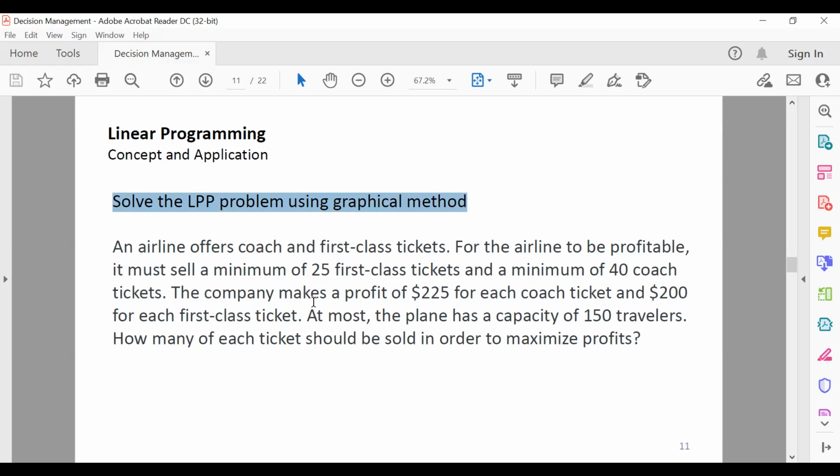An airline offers coach and first class tickets. For the airline to be profitable, it must sell a minimum of 25 first class tickets. Let's figure out, is this an objective or a constraint? Can somebody tell me? It must sell a minimum of 25 first class tickets. Is this an objective or a constraint? Constraint. This is a constraint. Everybody agrees? Is it doubtful to anybody?